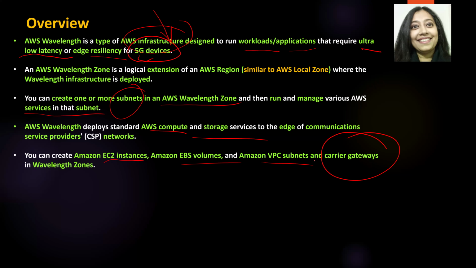But hopefully, you now clearly understand what is an AWS Wavelength Zone versus what is AWS Wavelength. AWS Wavelength by itself is the infrastructure, and an AWS Wavelength Zone is that logical extension of an AWS region where this Wavelength infrastructure is deployed.